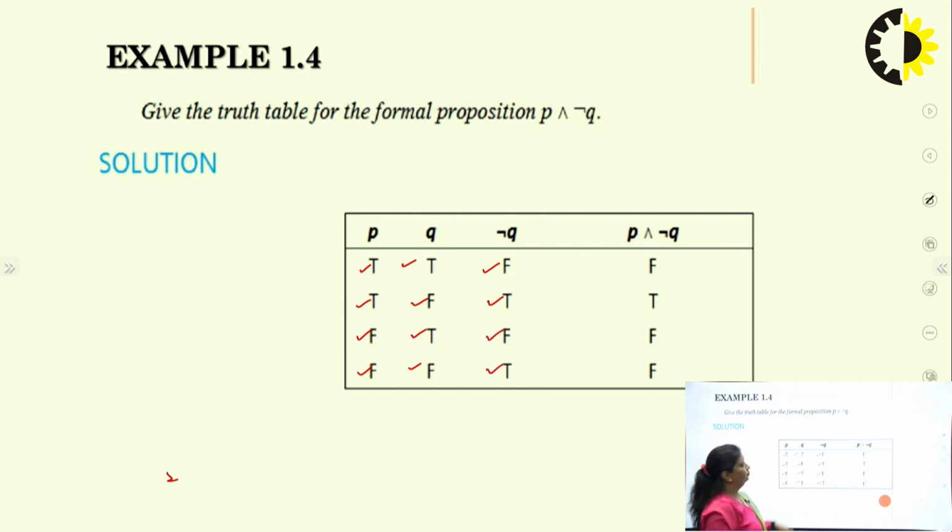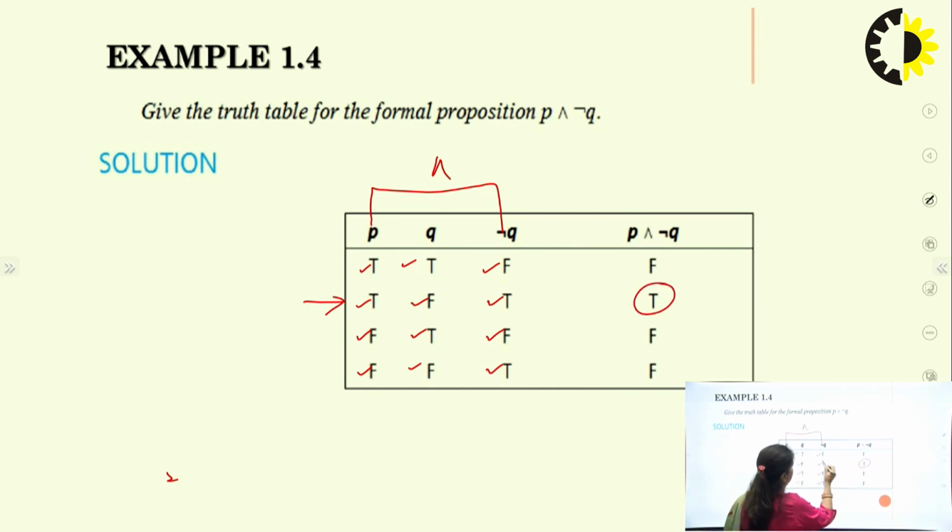So I have got not Q. Now what I have to find out, I have to take the conjunction of P and not Q. Conjunction basically means wherever we have both true, only there I'll get the true, otherwise I'll get a false. So only in this row, I'll get a true. Otherwise, since one of my input is false, I'll get a false. So this is my truth table for P and not Q.